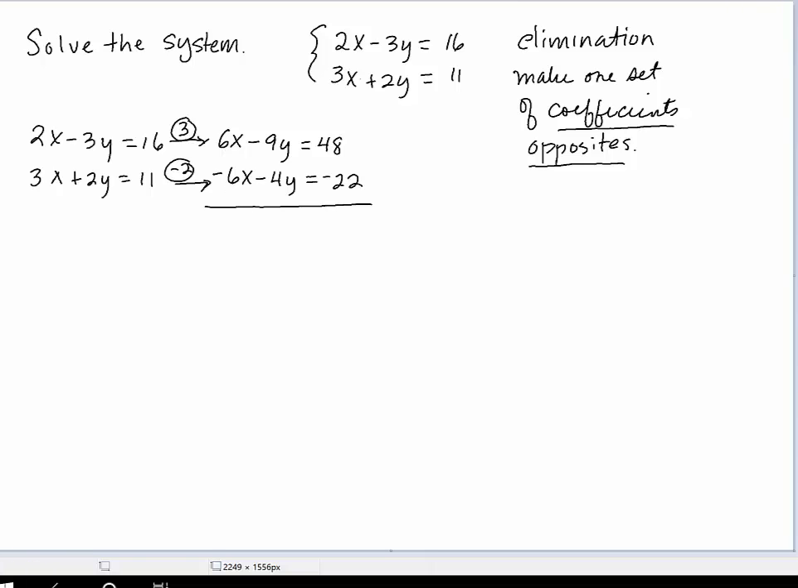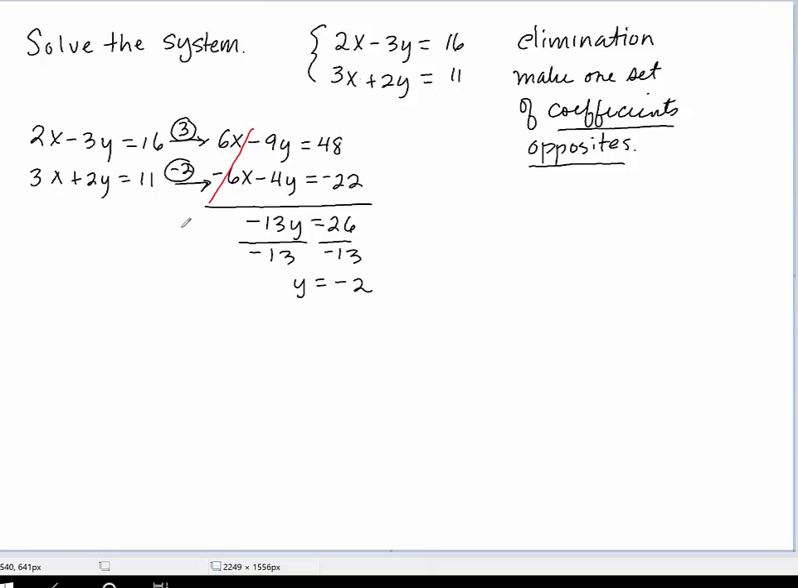So if I add these equations together, the x terms will be 0, and I'll end up with negative 13y equals 26. So negative 9 and negative 4 is negative 13y, and 48 plus negative 22 is positive 26. So to solve, I only have to divide by negative 13, and I'll see that y is equal to negative 2.